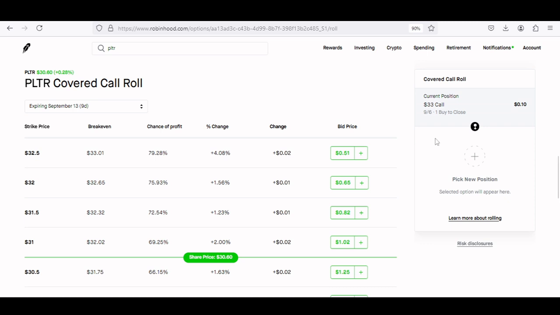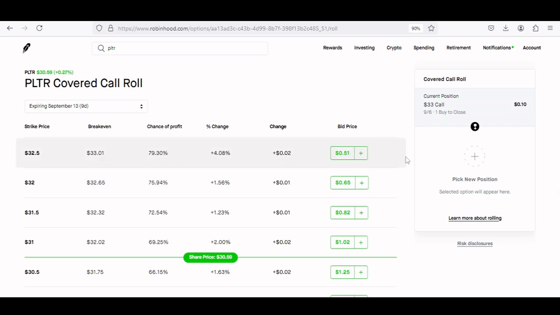So if you move from one expiration date to a further expiration date, that's called rolling out. Rolling out is just the first step in options rolling. Now we're going to continue with the trade. We already rolled out to September 13th and we already have our close position. Now we're going to get our second leg.